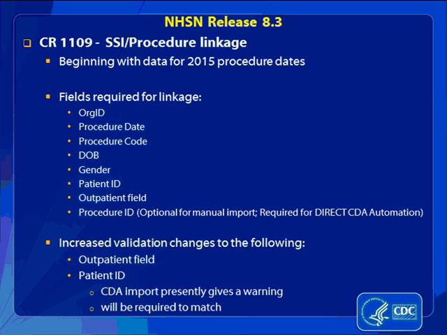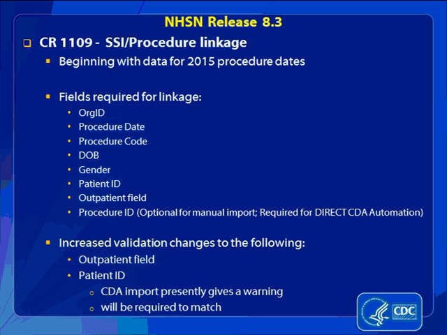So you can see in the second bullet there the fields that are going to be required now for that linkage: org ID, procedure date, procedure code, date of birth, gender, patient ID, and outpatient. Keep in mind, if you're reporting data via direct CDA automation, you also need to include the procedure ID in your CDAs. That's only optional for manual import.